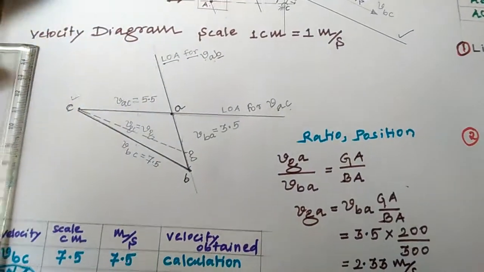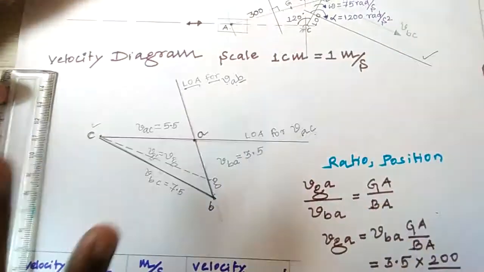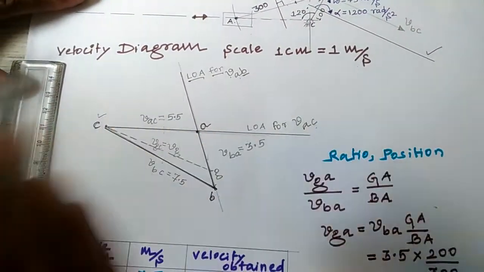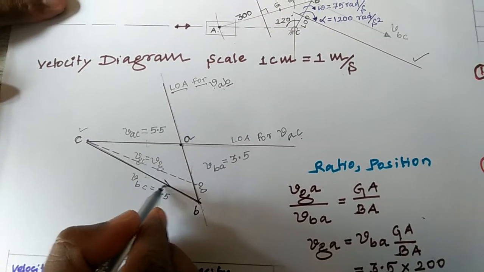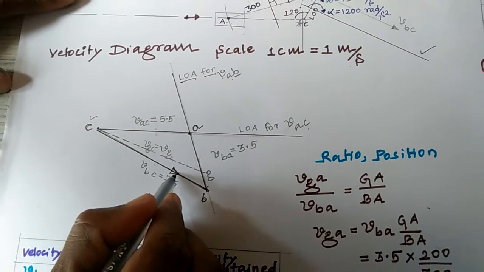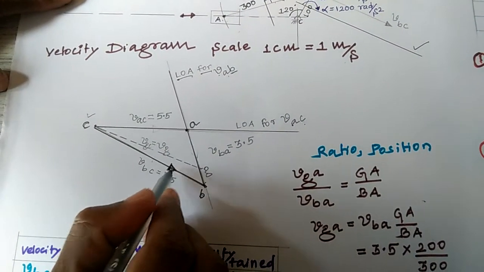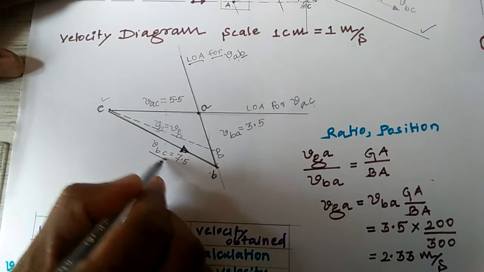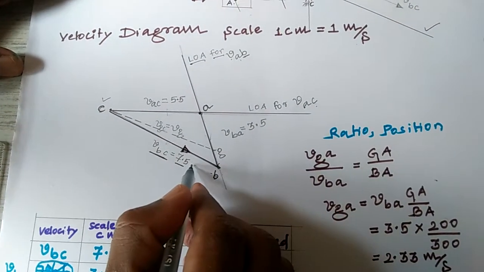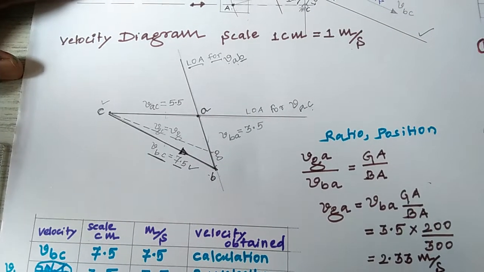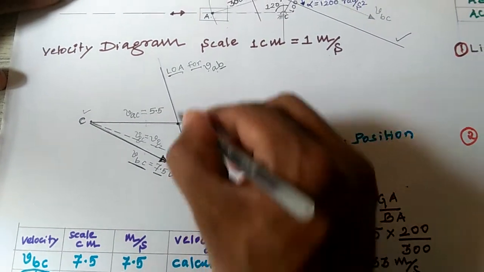Then you have to go for the vector direction. This is a new thing, you have to find the vector direction. I will take this as the resultant, the velocity of B with respect to C, that is 7.5. This is obtained from the calculation. Then for the remaining, I will go for this one.